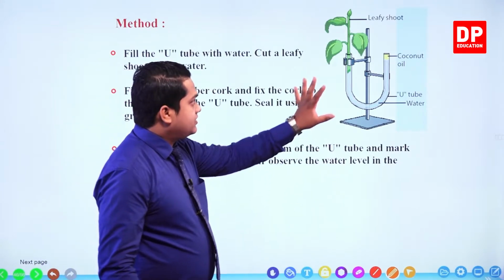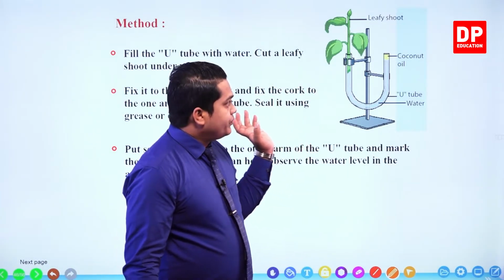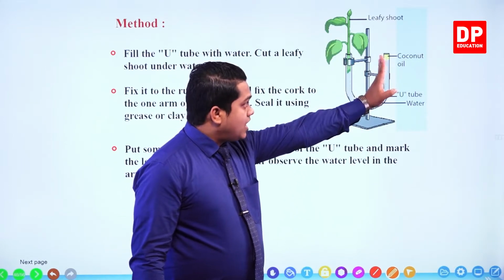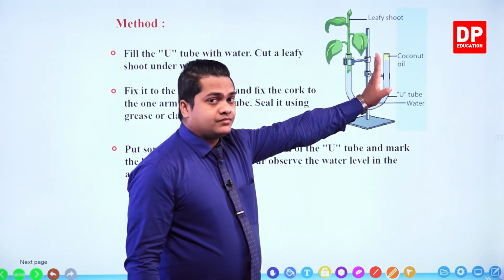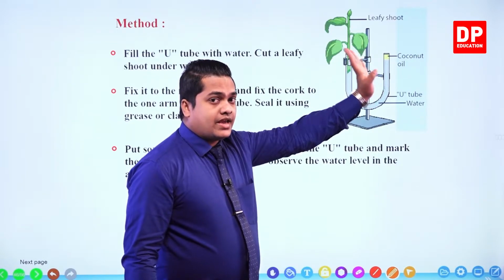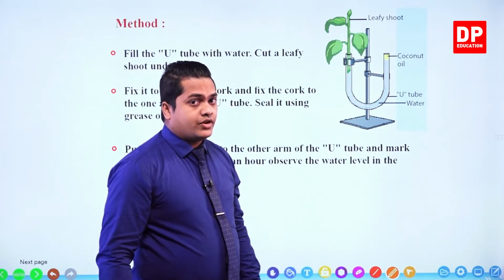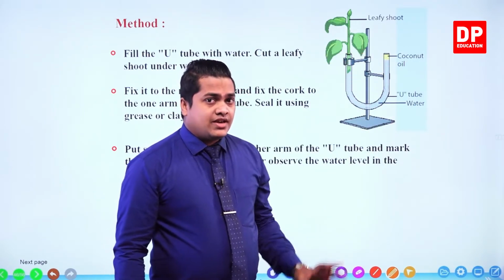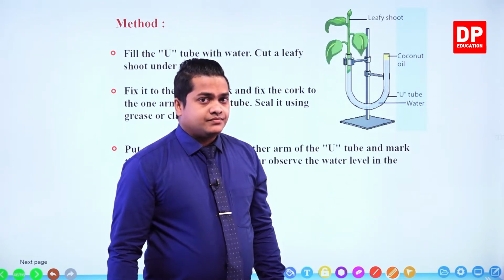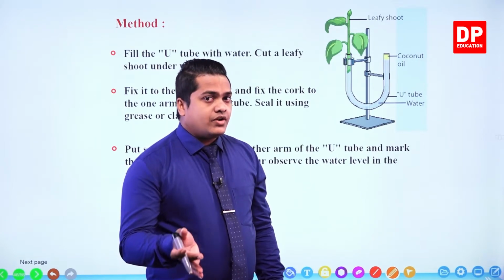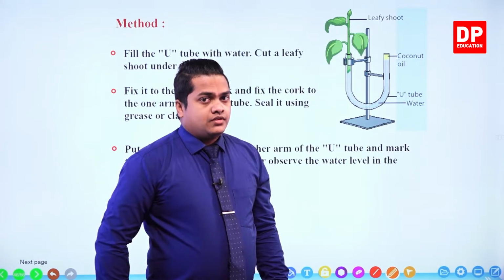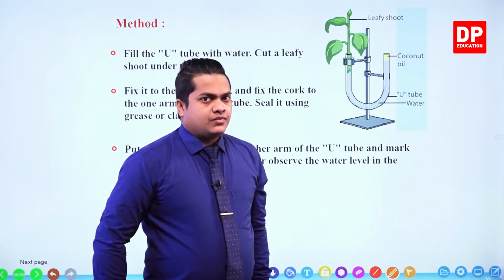So after fixing this, what do you have to do? You have to identify what has happened to that arm, the arm that has the coconut oil. You have to observe what's going to happen. Now in here, it is at the topmost level touching the stopper, okay? After one or two hours, you have to observe what has happened over there. So it's really simple.